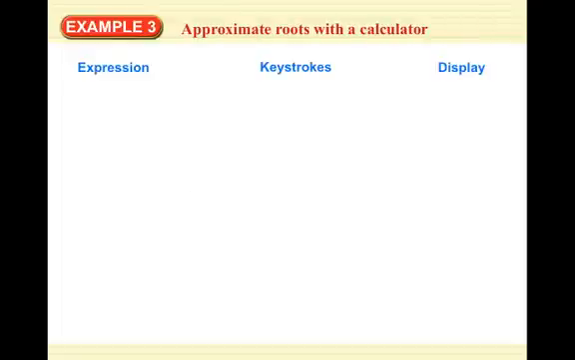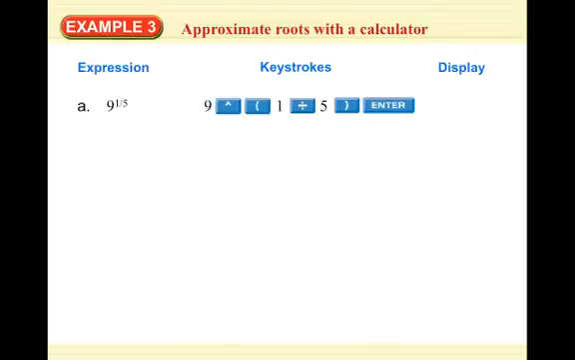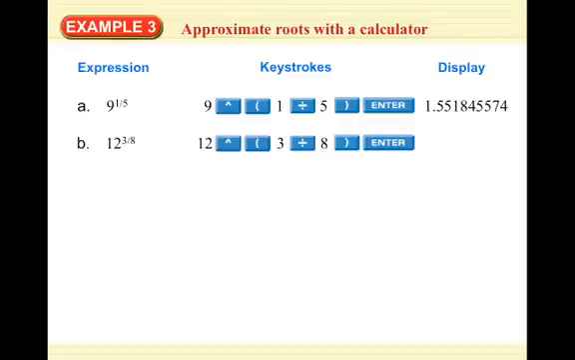All right, now we're going to approximate roots with a calculator. So we're going to look at 9 to the 1/5, so you're going to do 9 caret, and then in parentheses 1 divided by 5, and press enter. And there you go, it's 1.55 on and on and on. 12 to the 3/8, kind of the same thing. You're going to do 12 and then caret, parentheses 3 divided by 8, and then enter. And you get 2.539 on and on and on.